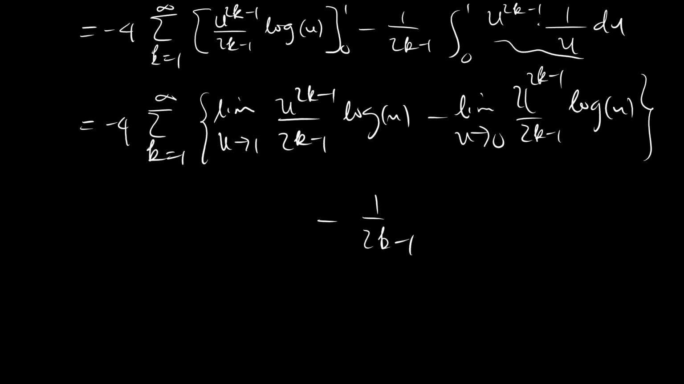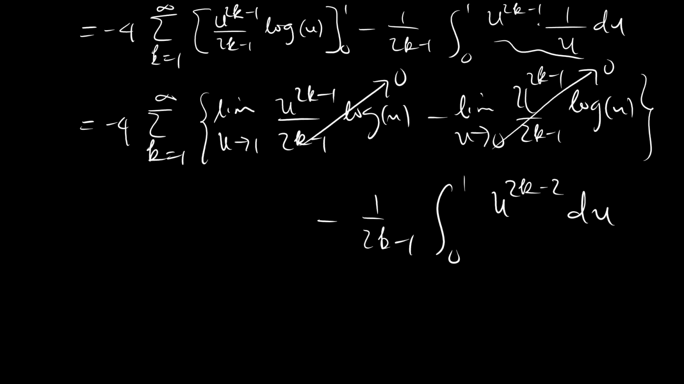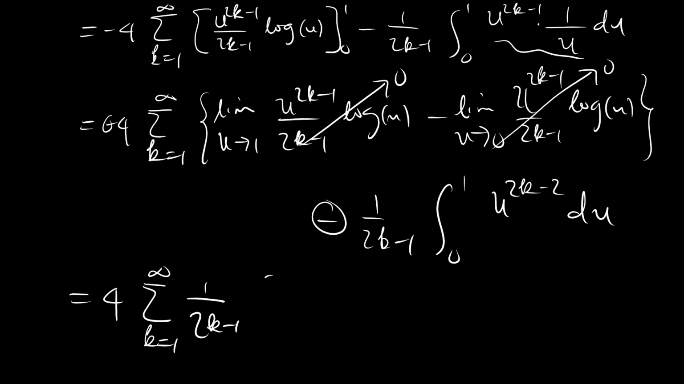This part here becomes u to the power 2k minus 2. So as you can see, as u tends to 1, log u tends to 0, so this entire part goes to 0. And as u tends to 0, this part also tends to 0. Then this negative and this negative cancel, so we have 4 summation from k equals 1 to infinity of 1 over 2k minus 1, integral from 0 to 1 of u to the 2k minus 2.